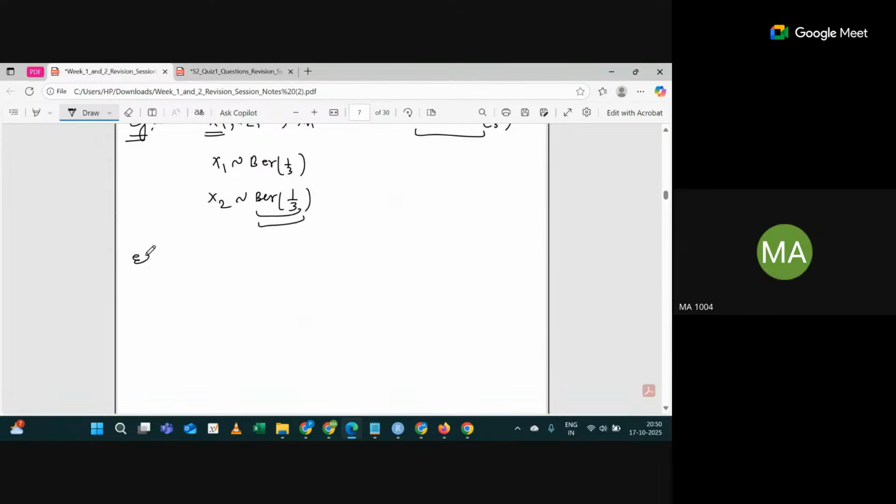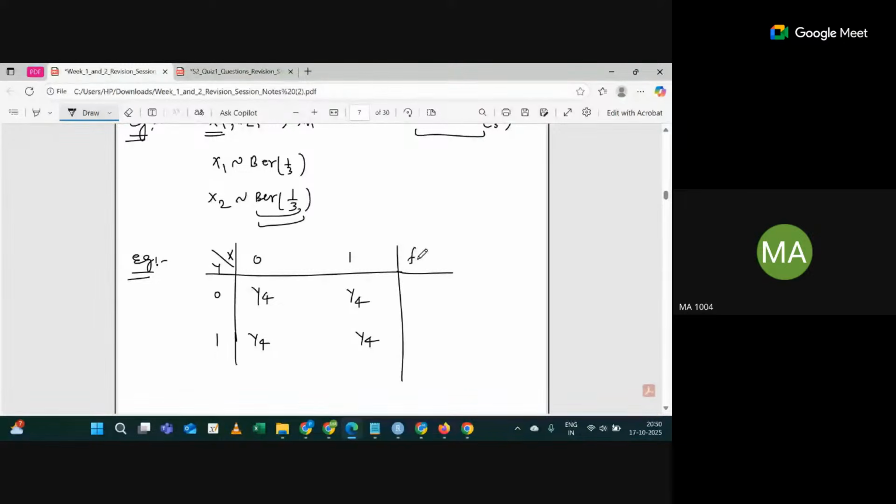Okay, let me take one simple example. I'm not going to mention any different distribution. Let's say x and y are random variables, the possible values of x are 0 and 1, and the possible values of y are 0 and 1. The joint probabilities are 1 by 4, 1 by 4, 1 by 4, and 1 by 4. First of all, check whether x and y are IID or not. What will you do? You will check whether the joint probability is equal to the product of their marginals.